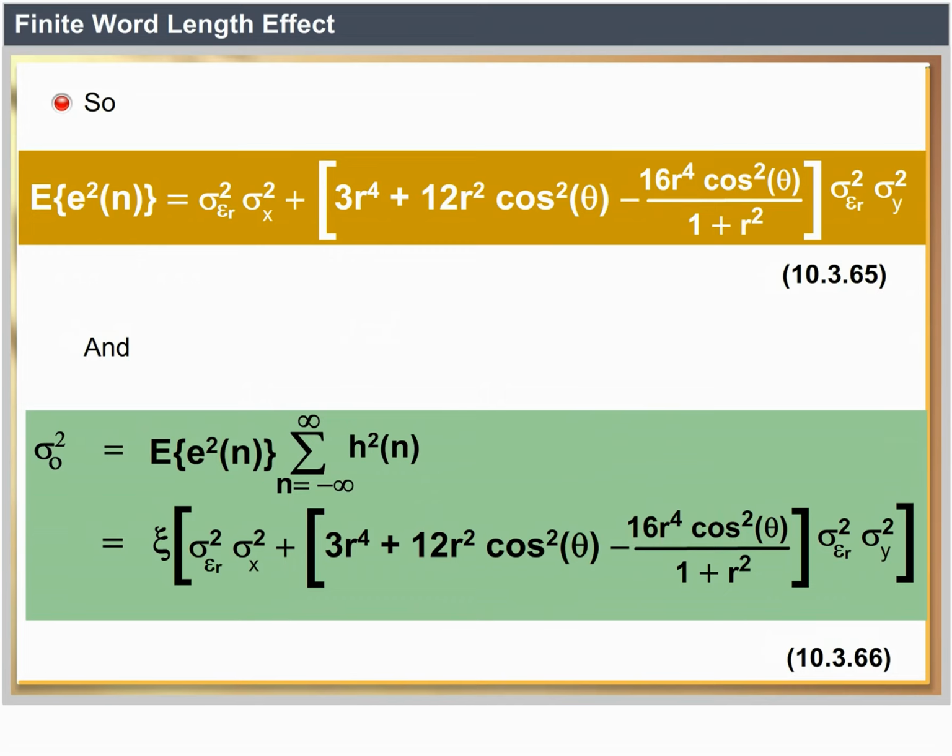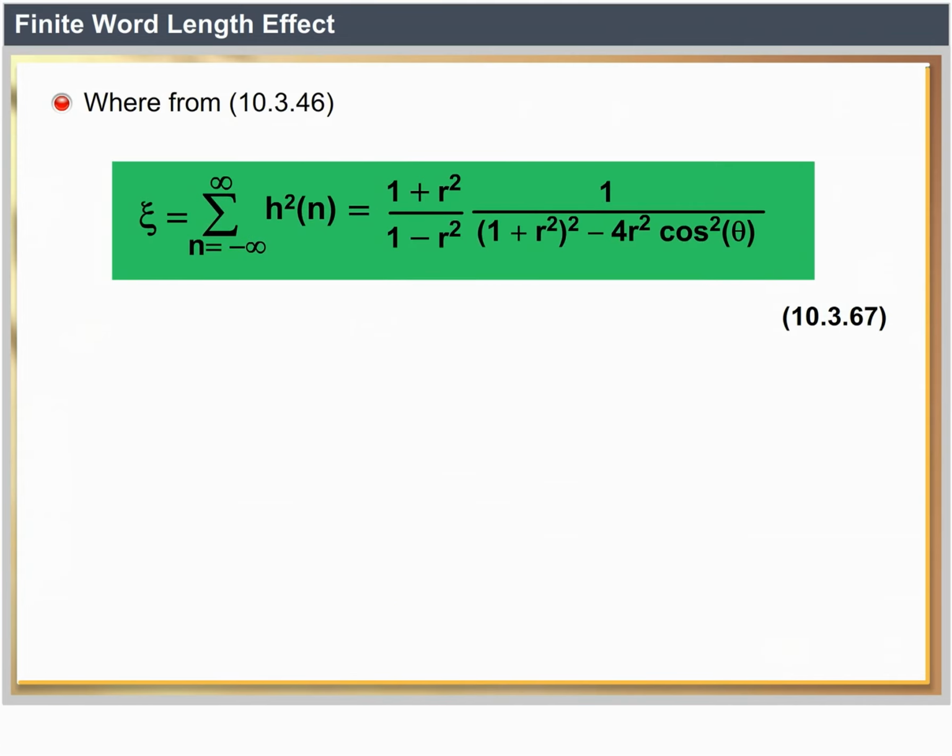Where from 10.3.46, epsilon equal to summation n equal to minus infinity to plus infinity h square of n equal to 1 plus r square divided by 1 minus r square into 1 divided by (1 plus r square) the whole square minus 4r square into cos square theta, is called equation number 10.3.67.